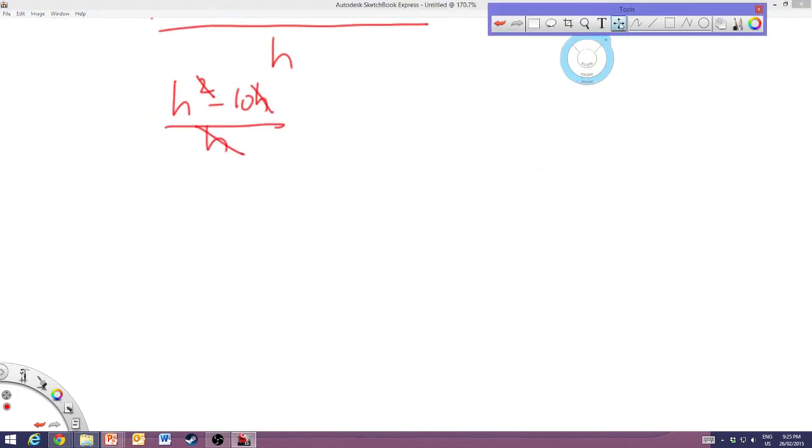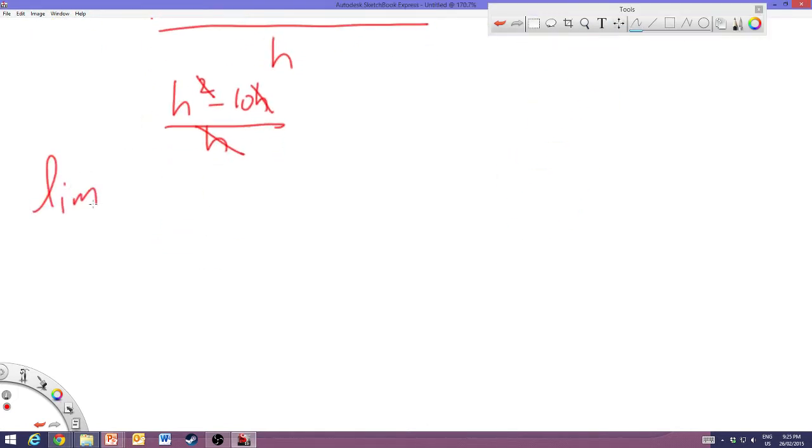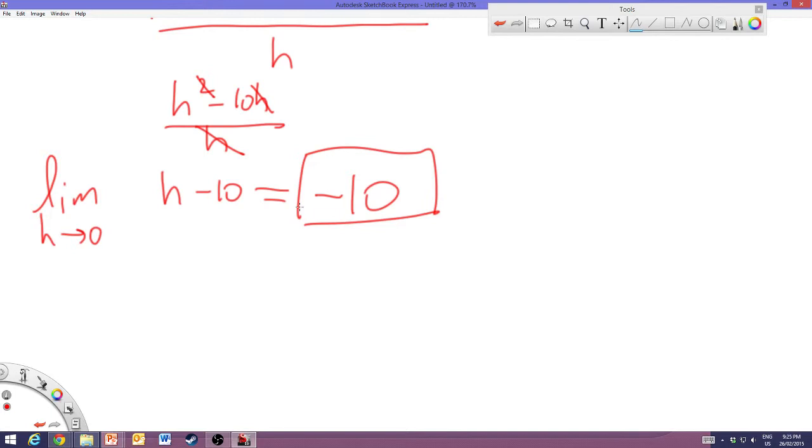So now we get the following equation. The limit as h goes to 0 of h minus 10. And now I can go back to step 1 and put 0 in there. This is just going to be 0 minus 10, so it'll be negative 10. There's my limit.